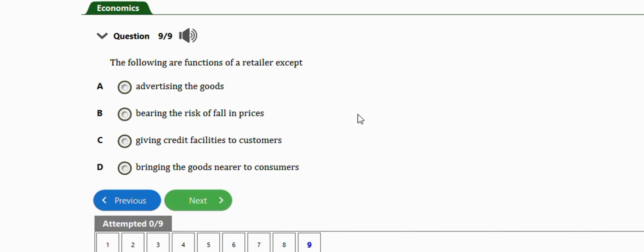Last question before I end this video is this one. It says, the following are functions of a retailer except advertising the goods, bearing the risk of fall in prices, giving credit facilities to consumers, bringing the goods nearer to consumers. Okay, so the following are functions of the retailer except, the exception here, guys, is bearing the risk of fall in prices.